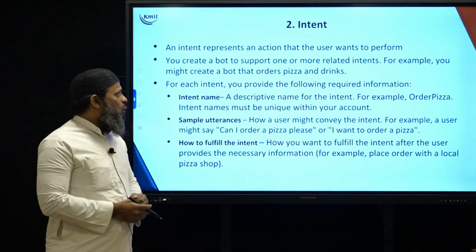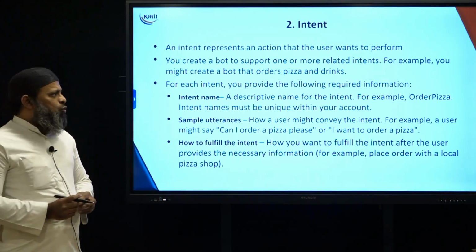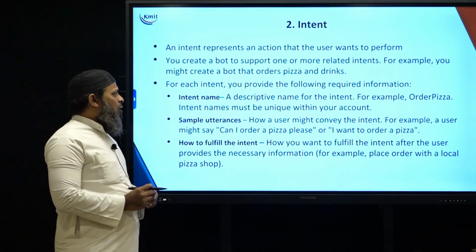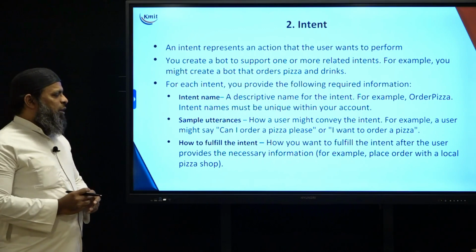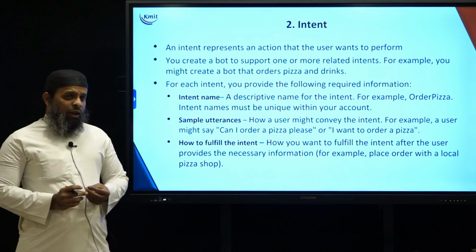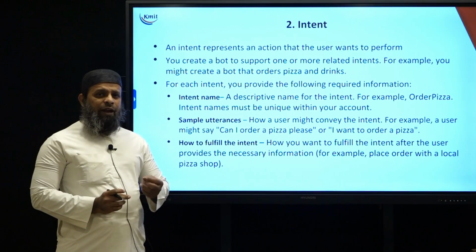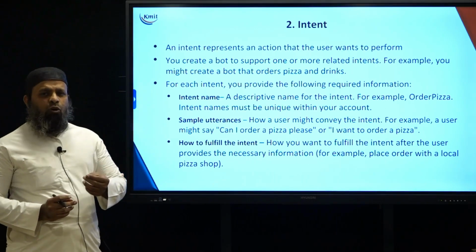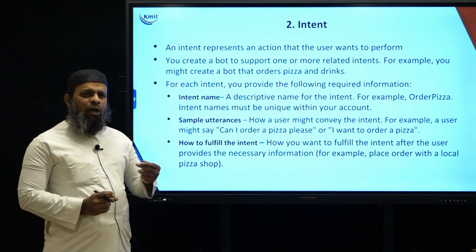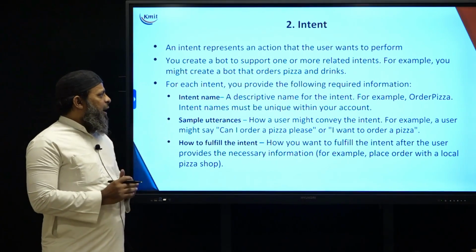Next is intent. What is an intent? An intent represents an action that the user wants to perform. Suppose the user wants to order a pizza or order an ice cream. That is what an intent is. There are different types of intents involved in a single bot. Suppose you are ordering an ice cream, you will have an intent called ordering an ice cream, and then you have an intent called cancelling the order, and then if nothing is fulfilled, there is something called a fulfillment task, an intent that will be coming in the last.